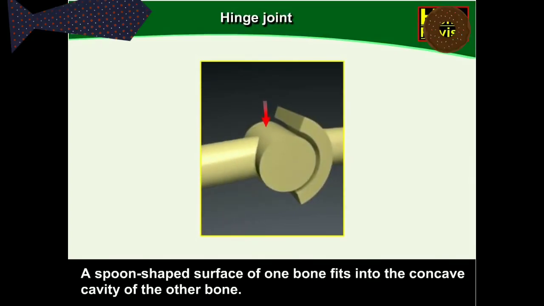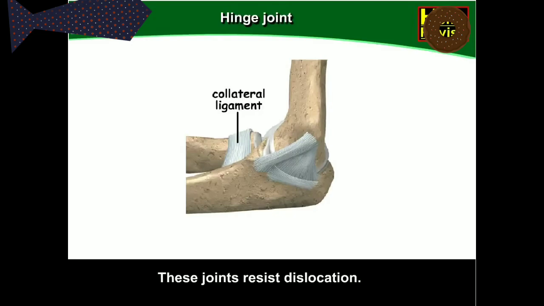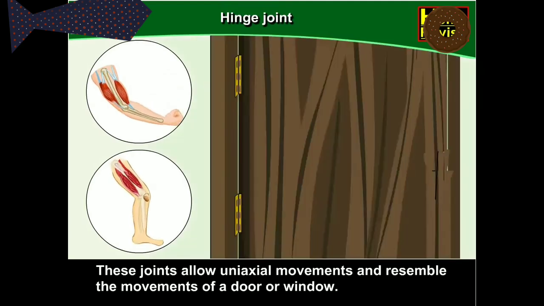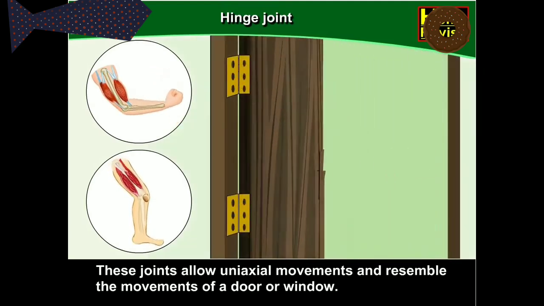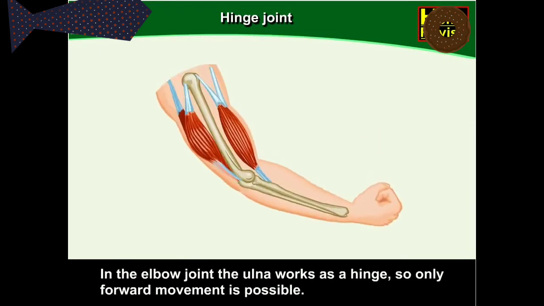Hinge joint. See, the spoon-shaped surface of one bone fits into the concave cavity of the other bone and it does movement in 180 degrees. So the bones can move and we can do the movement of our hands and legs. See now, we can bend the hand in forward direction while the knee in backward direction, like the door which opens on one side.